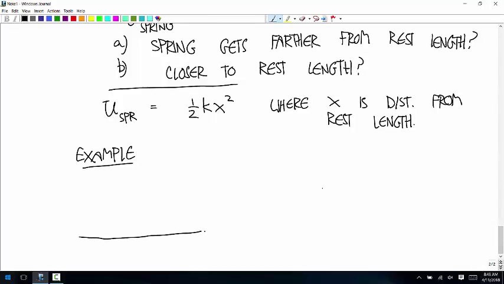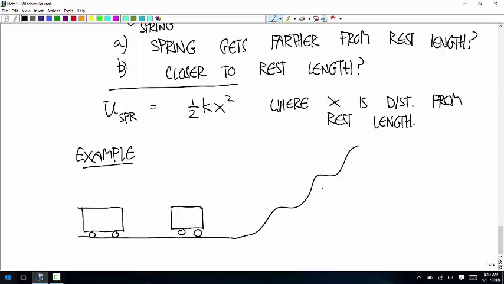Okay, so here's the problem I want you to work on together at the board. You have two carts at the bottom of a hill. First cart has a mass of 1 kilogram. The second cart has a mass of 0.5 kilograms.